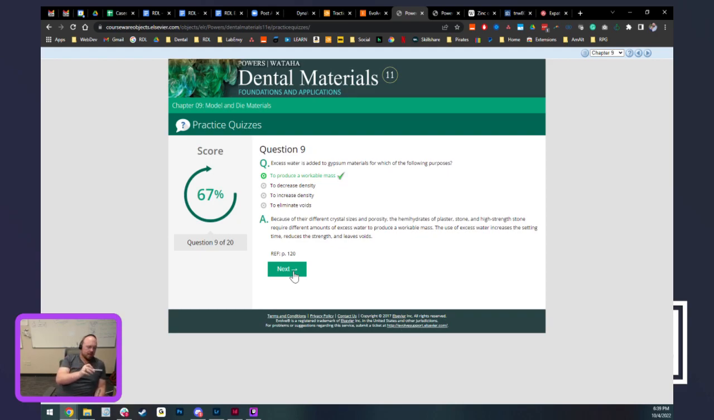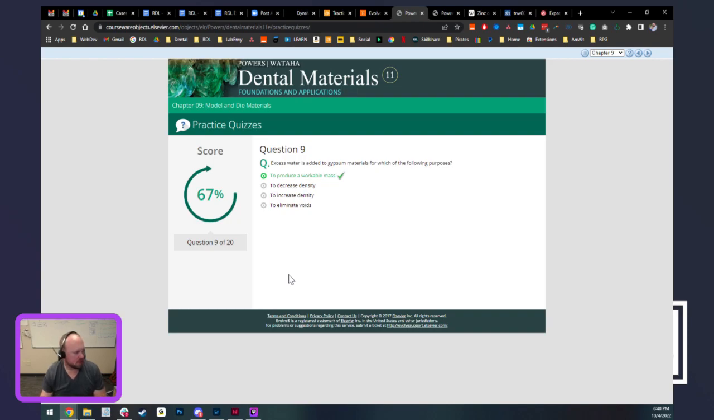So instead, what you want is to take it just a little bit past that. You add a little bit more water to it, and you get it into a workable mass so that it's more fluid, it's flowing around, and everything hasn't set yet. It's in the process of drawing all that water in. So, yeah. There we go. Set plaster has the lowest density, or the most porosity, because it had the most excess water. Set high-strength dental stone has the highest density.